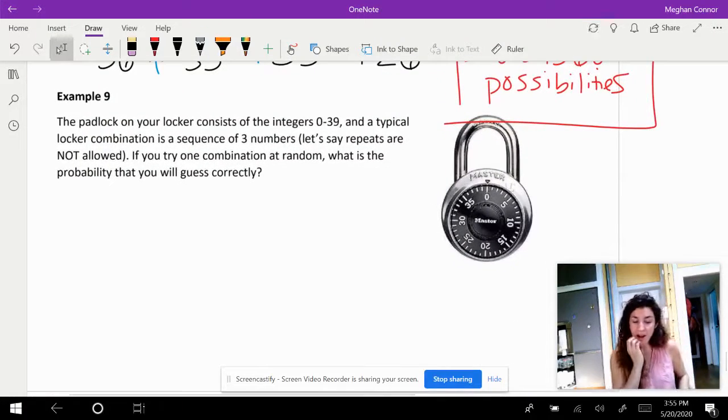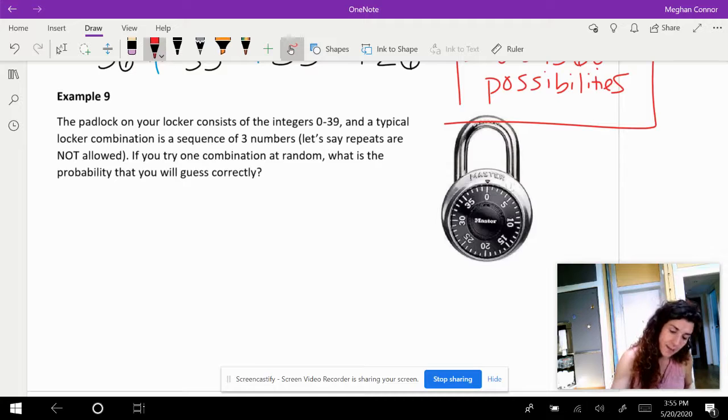The padlock on your locker consists of the integers 0 through 39, and a typical locker combination is a sequence of 3 numbers. Let's say repeats are not allowed, although technically with a combination lock you can do repeats, but for the sake of argument, we're going to say no repeats allowed. If you try one combination at random, what's the probability that you will guess correctly?